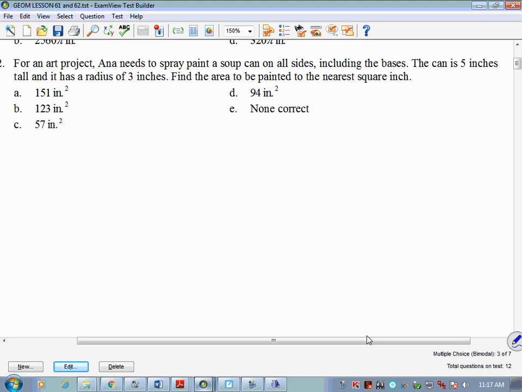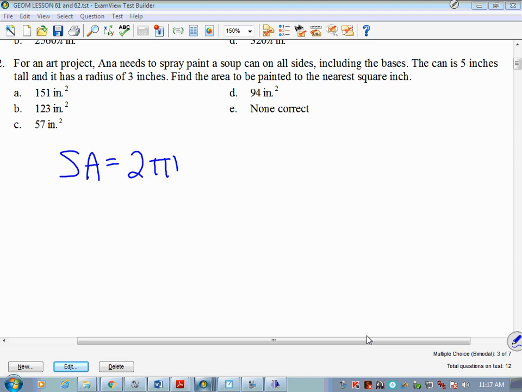Okay. What about spray painting all sides? What is that? Is that lateral area? No. Okay, what is it? Is it volume? Surface area. All right, so I need a surface area formula. What is my surface area formula?